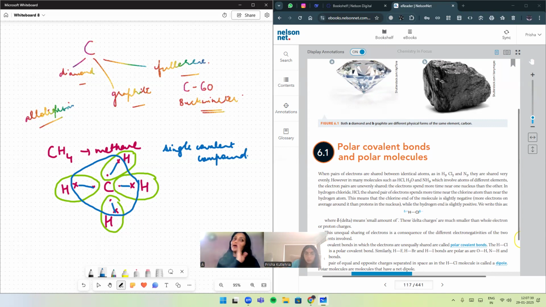But now hydrogen and carbon, their electronegativity difference is not much. So I cannot say that hydrogen is more electronegative as compared to carbon or carbon is more compared to hydrogen. No. So here the sharing will be such that the shared pair of electrons will lie in between the two elements. So there is no shifting of the shared pair of cloud, thereby leading to a non-polar covalent compound, right? Non-polar covalent compound.